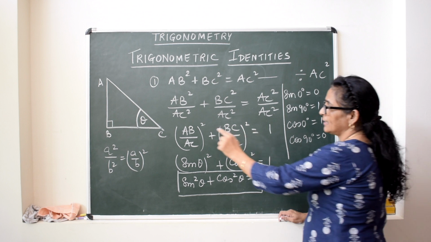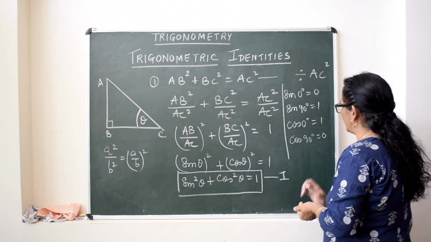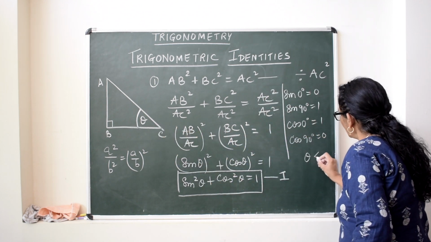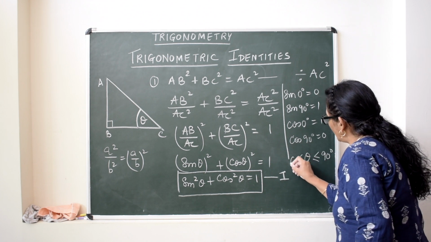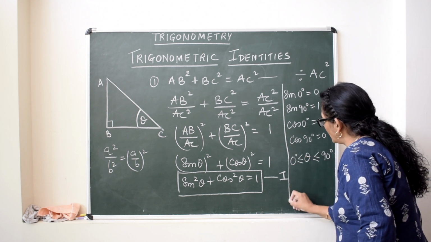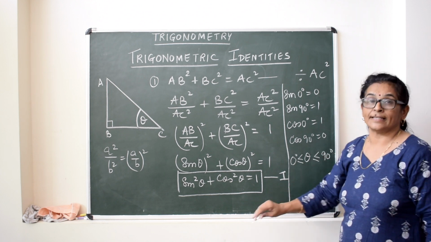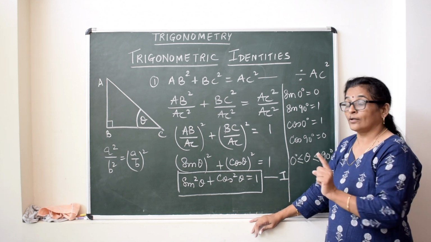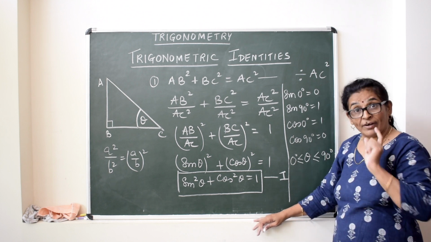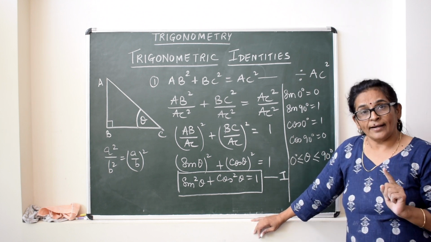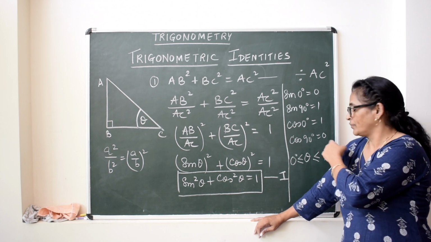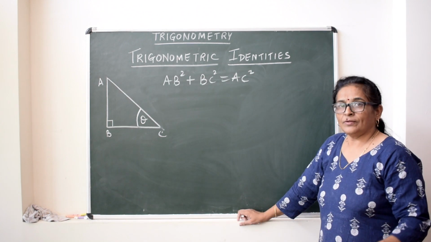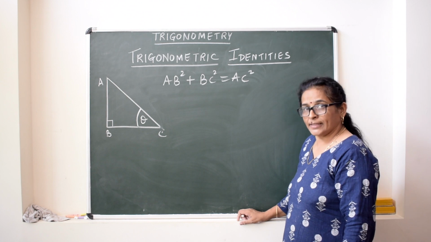So we may say this angle theta, what we are taking, can lie between 0 and 90 degrees, including 0 and 90, because both sine and cos are defined for 0 and 90 as well as all the angles in between. Now we will see the second relation or the second identity.